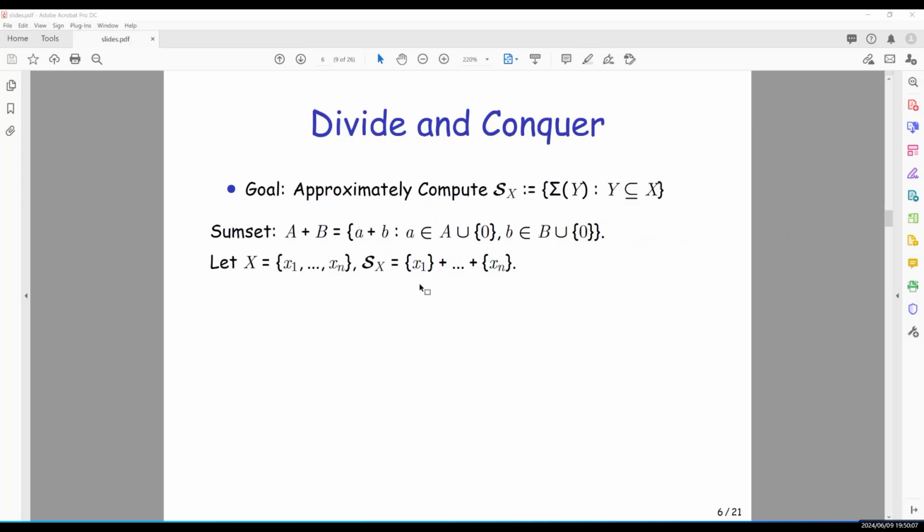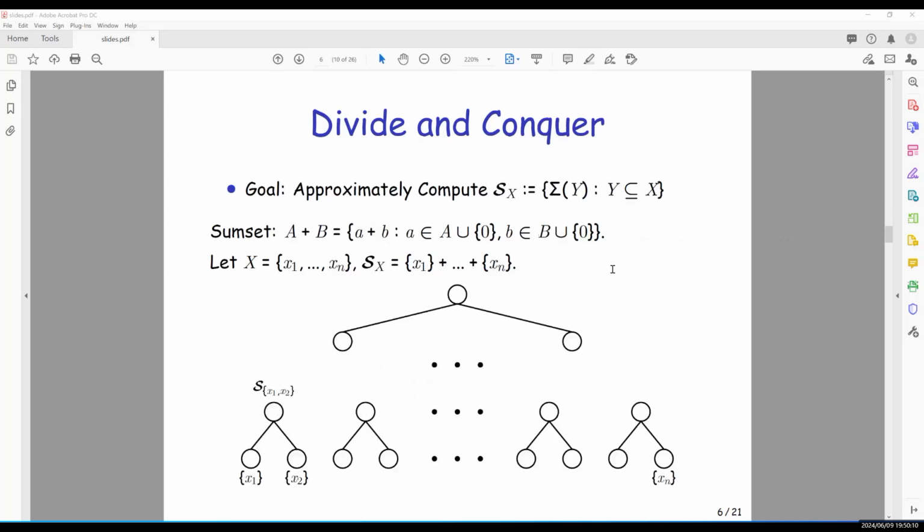Now let us look at this tree. Every node in this tree represents a set, and each leaf at the bottom represents the set of a single input integer. We shall perform a bottom-up computation. Starting from the leaves, we iteratively compute the sum set of two adjacent nodes. Therefore, each node in the tree represents the set of all subset sums of its corresponding leaves. And the root of the whole tree is essentially S of X, which is what we need.